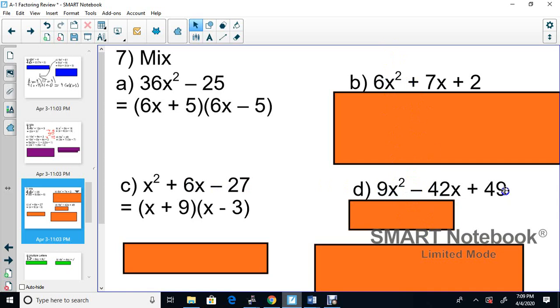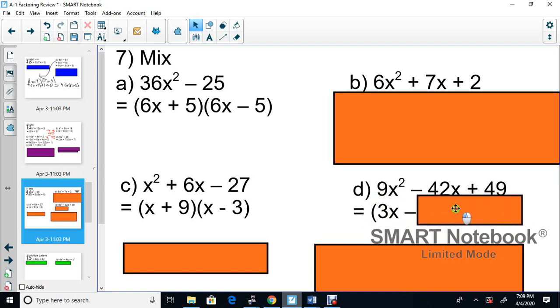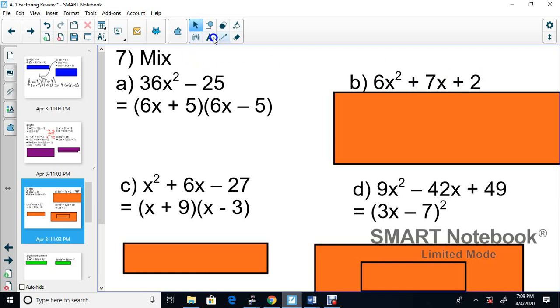So this is 9, 49. You can take the square root of 9, 3x. Sign of the middle, minus the square root of 49, 7. Add the squared. This is our decomposition. 6 times 2. Okay, 6 times 2 is 12.